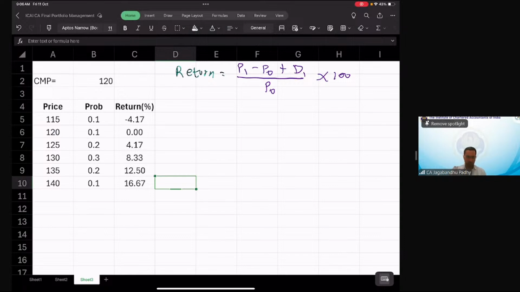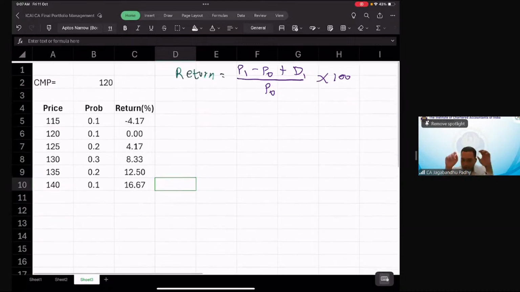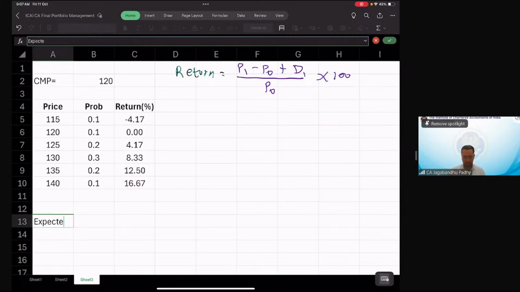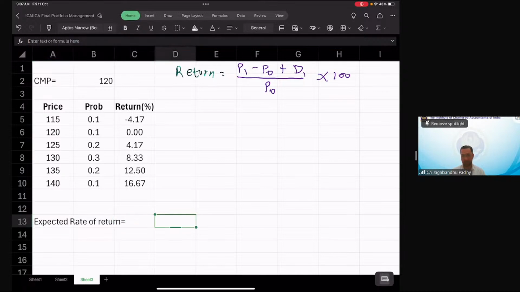Now, if I ask you, these are the possible returns that you can get from this particular share. So current market price is 120, and the share prices go all the way from 115 to 140 in the next year. So if I ask you, what is your expected rate of return from this share? How do we calculate the expected rate of return?